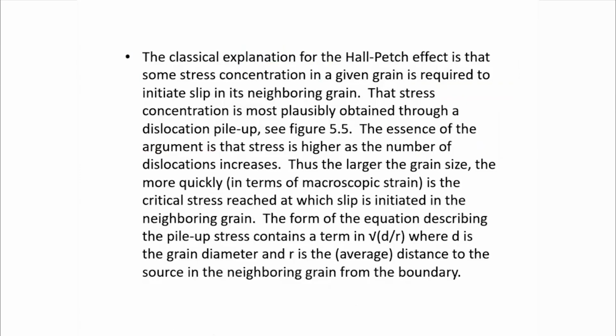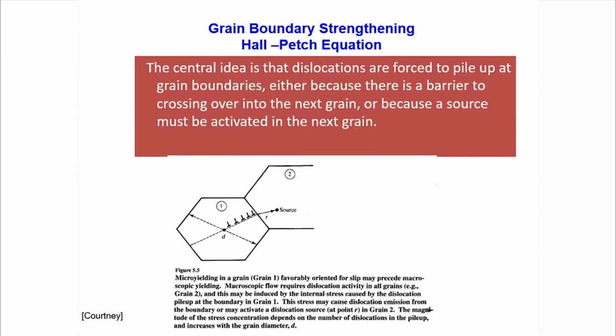Correct. Well, the classical explanation of the Hall-Petch effect is that some stress concentration in a given grain is required to initiate the slip in the neighboring grain. I have listed it down, taken from internet literature. So this is the classical explanation for the Hall-Petch effect: you need some kind of stress concentration in a given grain to initiate the slip process in the neighboring grain. The stress concentration is most possibly obtained by dislocation pileup, which is shown here in this picture 5.5 taken from the book of Courtney.